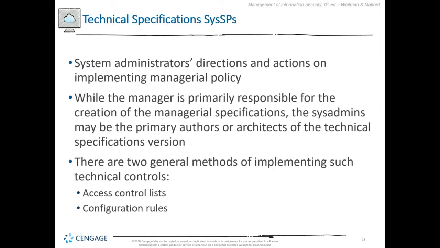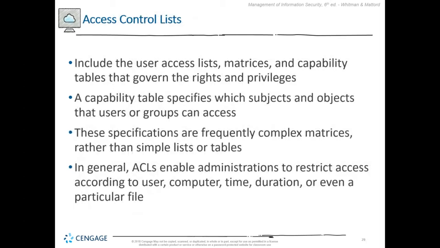So we've got two general methods for implementing technical controls. You have access control lists and configuration rules. Access controls, the access control list, is a list that allows or denies access based on authentication or types of network traffic.